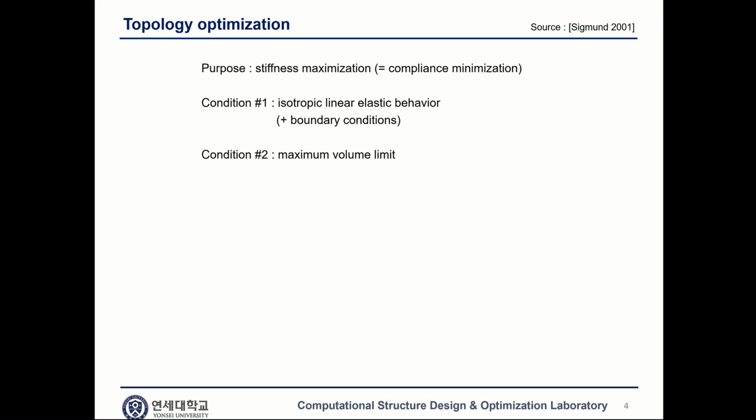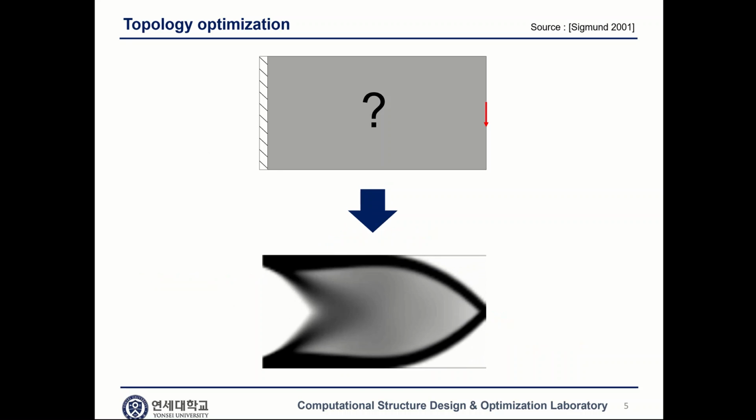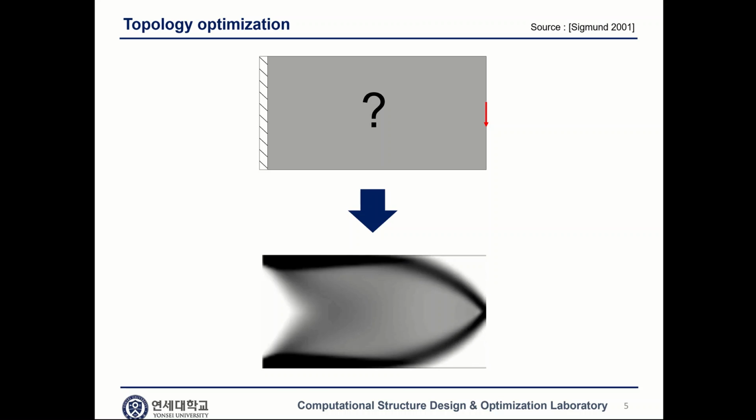The problem can be summarized as follows. The purpose is stiffness maximization, while the system acts as an isotropic linear elastic material, and the maximum volume is limited. In the mathematical expression, the purpose is called the objective function. The existence of material can be represented as the value of the design variable, and the other conditions are called constraints. With this problem formulation, a cantilever beam is optimized like this. As mentioned before, holes can be created while changing the outer shape.